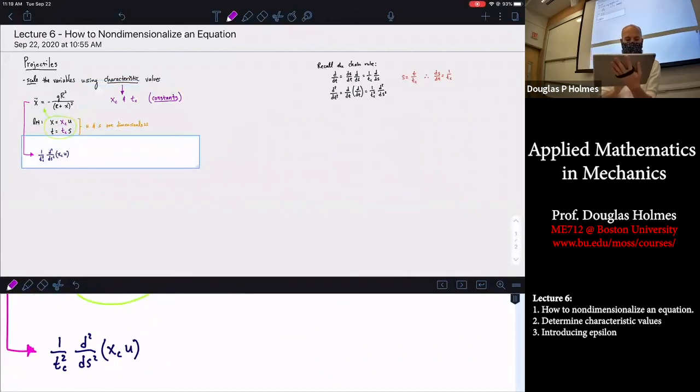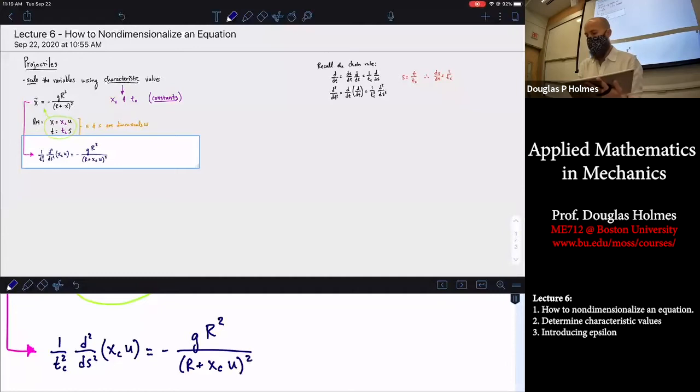Okay, coming back over here, we just have to deal with the right-hand side of the equation. Our negative sign still lives there. Our numerator stays unchanged. And our denominator just becomes r plus xc u squared. Now we have removed all of our original variables from our problem. We only have dimensionless variables, and we have introduced these characteristic time and length scales that we don't know what they are.